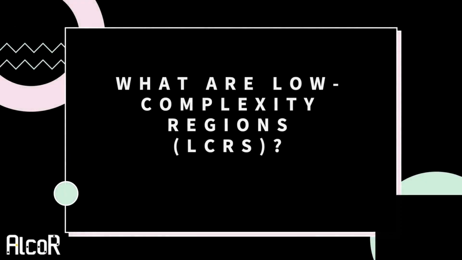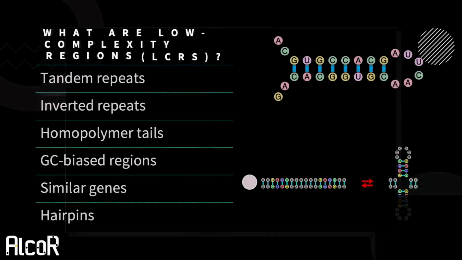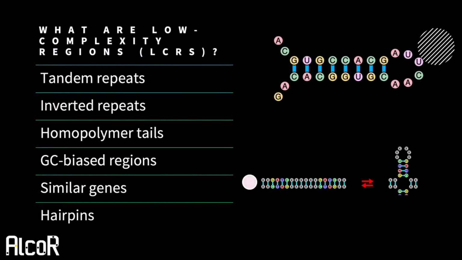Let's start by understanding what low complexity regions are and why they are relevant in bioinformatics. So, what are low complexity regions? Low complexity regions, or LCRs, are areas in sequences of elements that contain low complexity or repetitive elements. These can include tandem repeats, inverted repeats, homopolymer tails, GC-biased regions, similar genes, hairpins, and more.